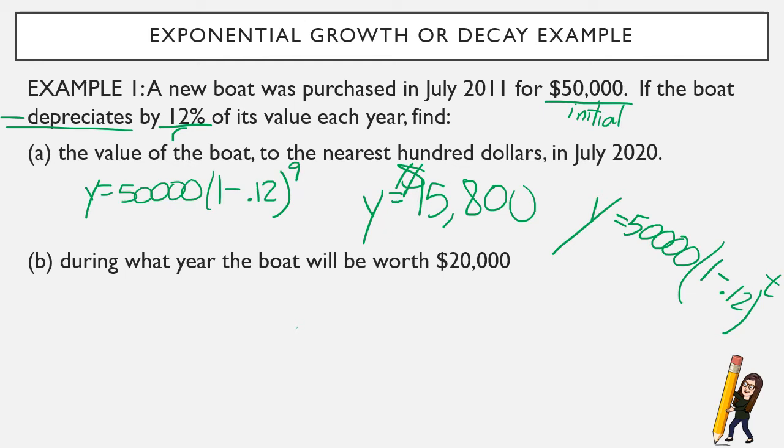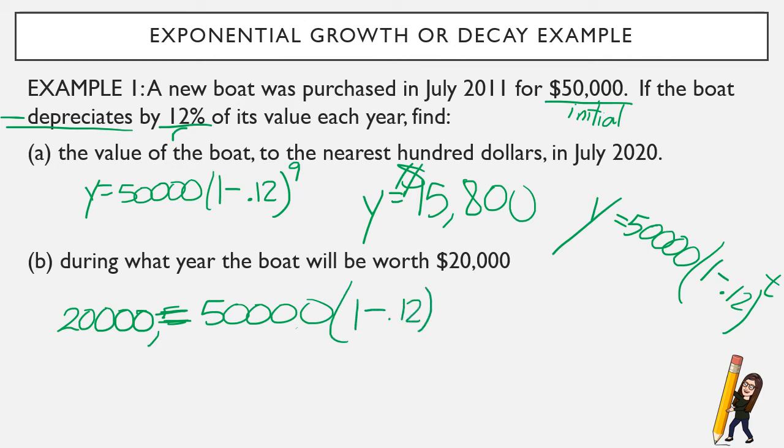During what year will the boat be worth 20,000? So now I know its worth, I still know its initial amount, I still know its depreciation rate, and now I want to find its time. In this case, I know it's going to be earlier than 2020 based on the previous question. So we need to do the order of operations backwards.